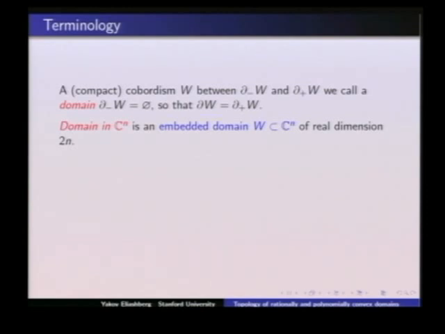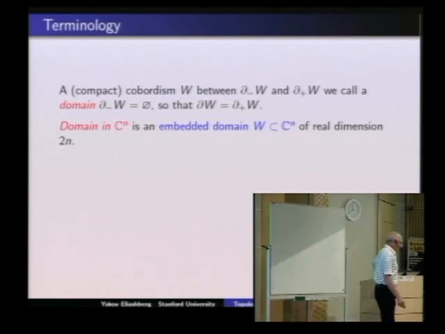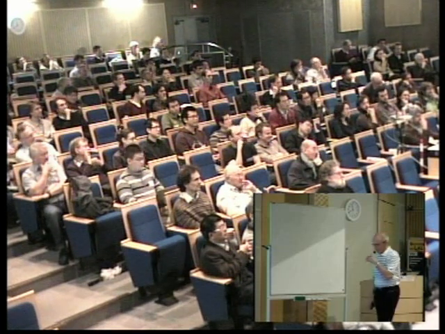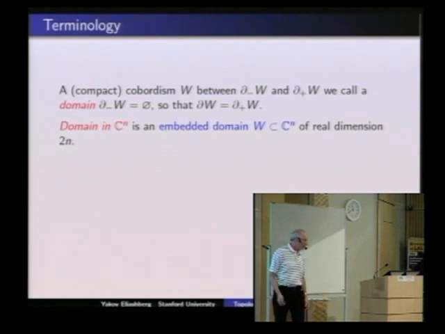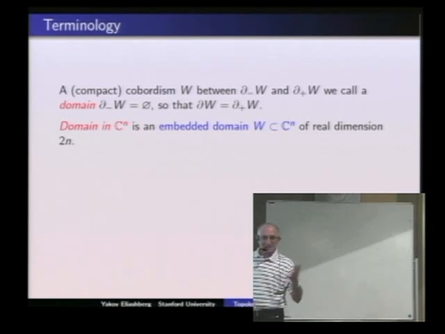So slightly, I'm kind of talking about terminology. I will be using the word cobordism and the word domain. Cobordism is the standard notion of cobordism, and domain for me is a cobordism for which the negative boundary is empty. So for me, a domain could be just a compact manifold with boundary. And a domain in C^N is an embedded domain in C^N. So unlike the more traditional use in analysis, a domain is a closed set, not open.